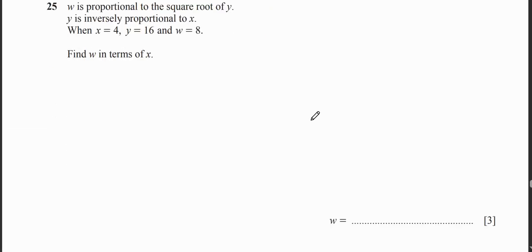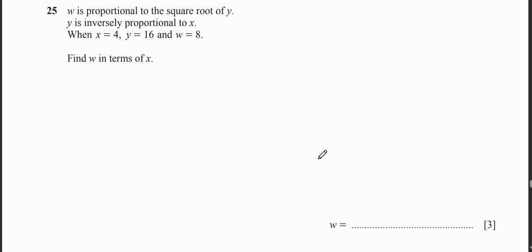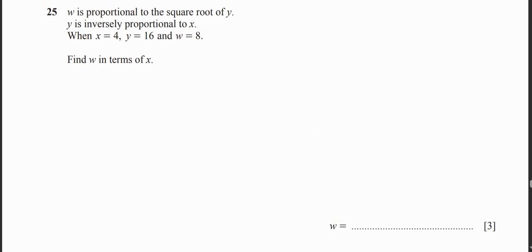Moving on to question number 25, it says that W is proportional to the square root of Y. Y is inversely proportional to X. When X is equal to 4, Y is equal to 16 and W is equal to 8. Find W in terms of Y. W is proportional to the square root of Y, which means W is equal to K square root of Y.